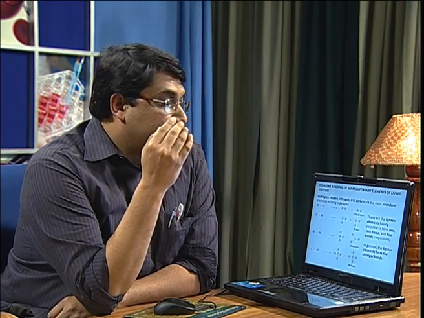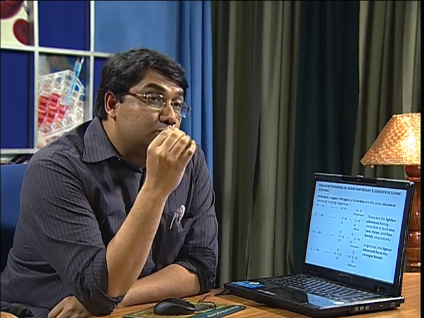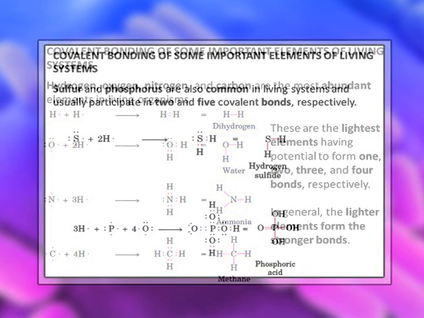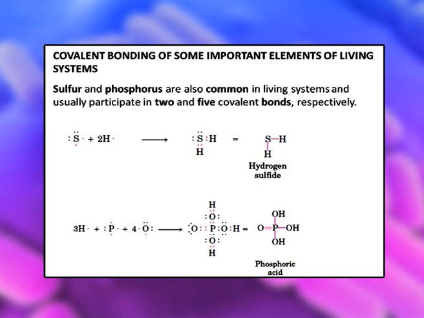Hydrogen, oxygen, nitrogen and carbon, they are the most abundant elements in living organisms. Here you can see that they are the lightest elements in the periodic table that have the potential to form 1, 2, 3 and 4 bonds respectively. Now, in general, the lighter the elements, the stronger the covalent bonds that they form. Now, sulfur and phosphorus, they are the other two common elements found in the living systems. Sulfur usually participates in 2 covalent bonds. On the other hand, phosphorus usually participates in 5 covalent bonds.